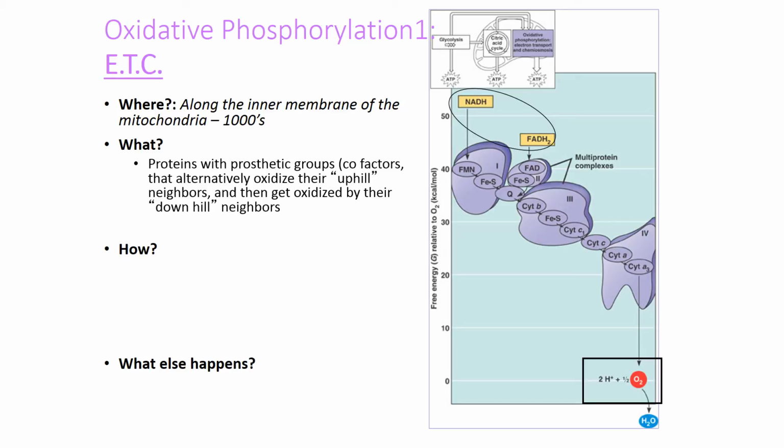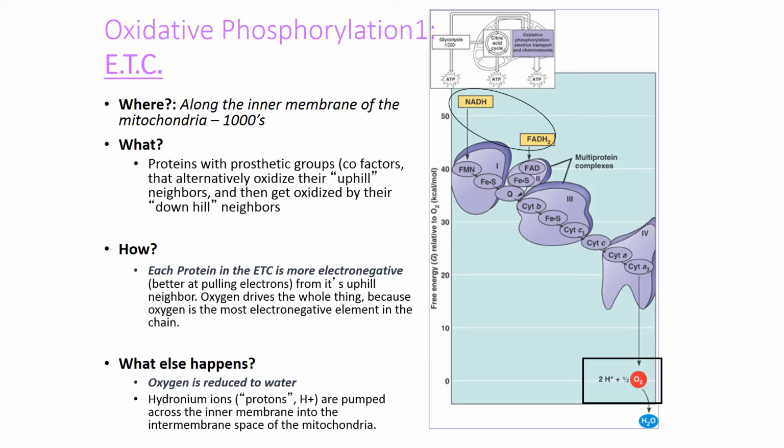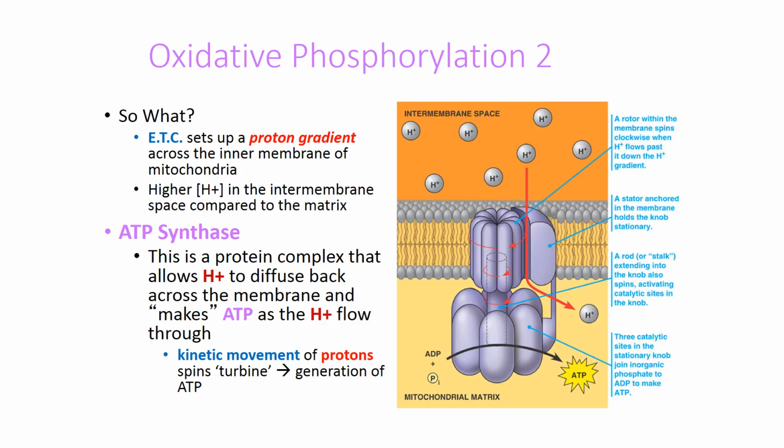Okay, so they're going to oxidize the uphill neighbor and reduce the downhill neighbor. And again, how does this happen? Again, each protein is more electronegative than its uphill neighbor. And what else is going to happen? We are going to reduce oxygen to make water. Okay, and in this whole process, remember, those are proton pumps, 1, 3, and 4, and we are going to be creating and maintaining that proton gradient.